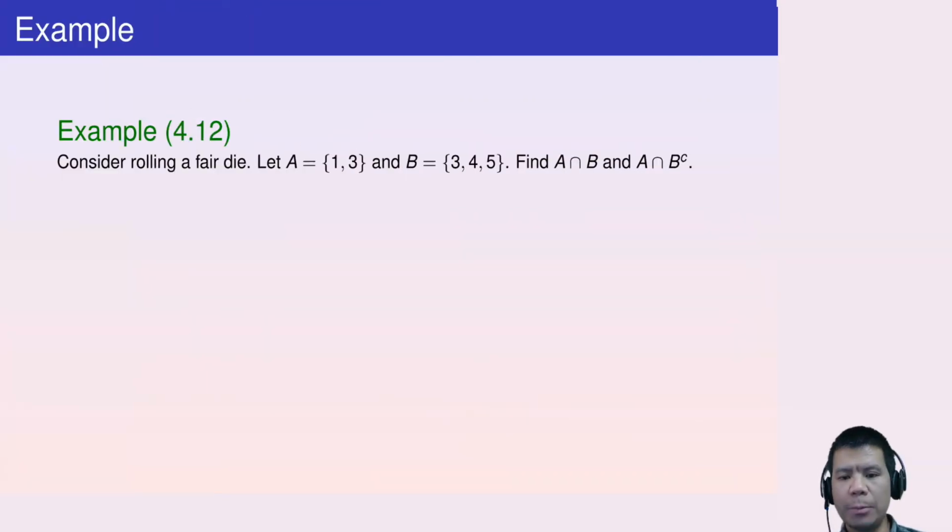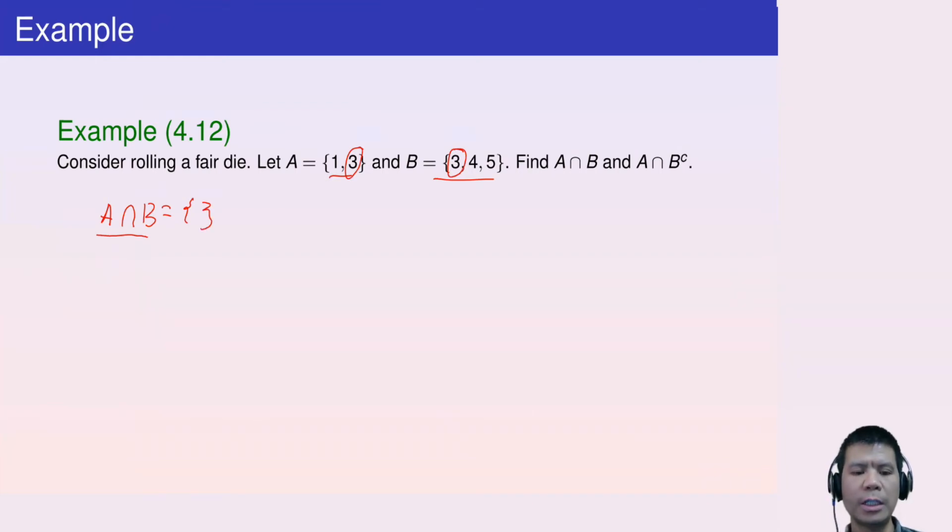Now consider this example again. Here A and B are given. So what is A intersect B? That is the common value of A and B. We see that 3 is a common value, right? So therefore, the intersection of A and B is simply the set {3}.